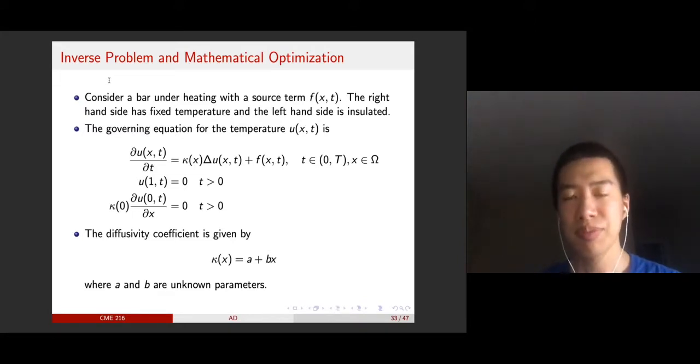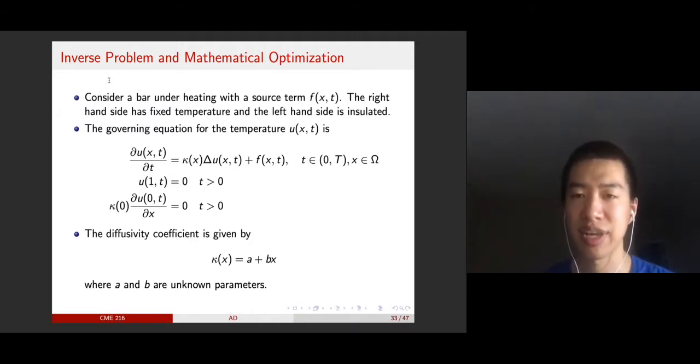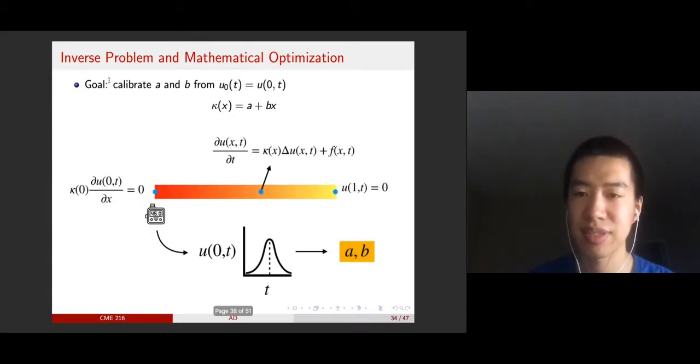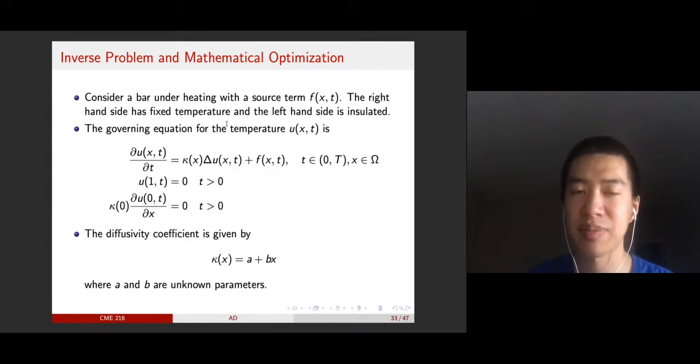So we want to make the problem more concrete. Let's consider a bar being heated with a source function f(x,t). The right-hand side of the bar has a fixed temperature, which is 0 here, and the left-hand side is insulated. And we can use a partial differential equation to describe this physical process. The main governing equation is the heat diffusion equation, as you can see here.